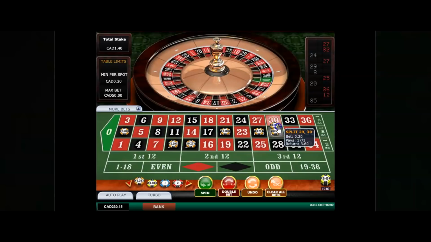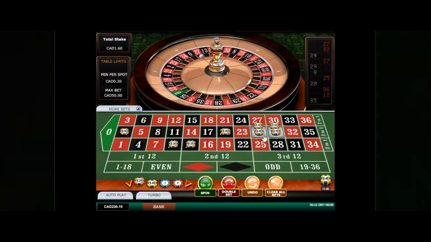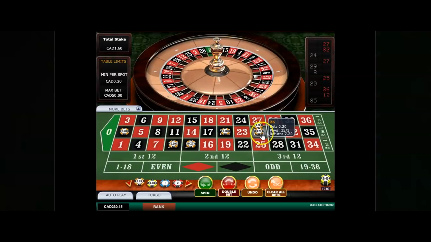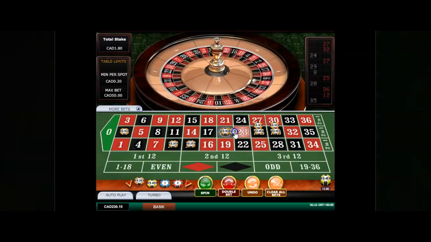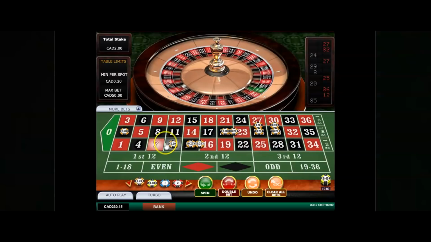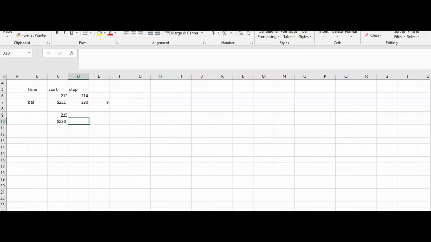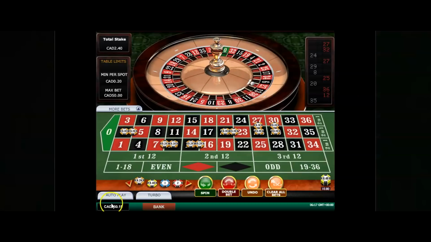I would split here because I'm still covering the 26. I'm still covering the 29, but I'm using the 6 bets. Okay, 6 splits. I'm going to cover here, and I'm going to cover here. Let me reset the time. The time is 2:17. All right, so I'm going to start here now. 2:17 with a bankroll of 230.